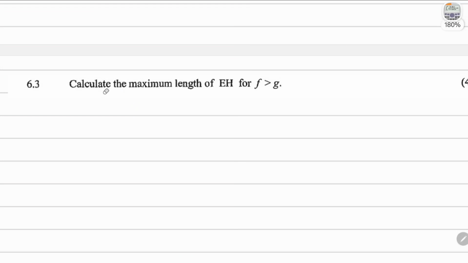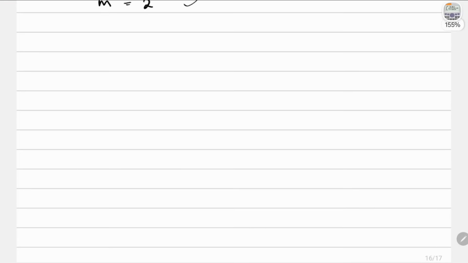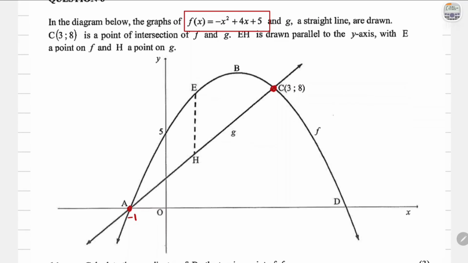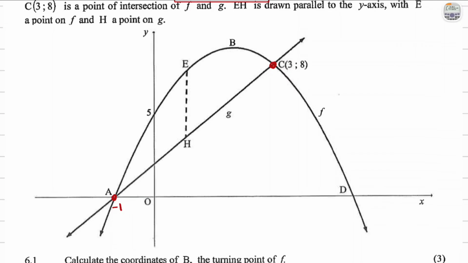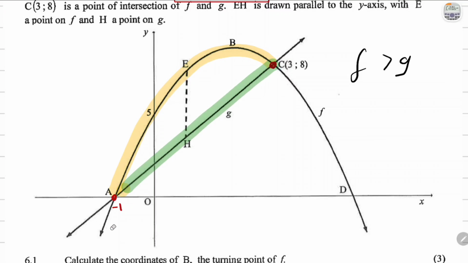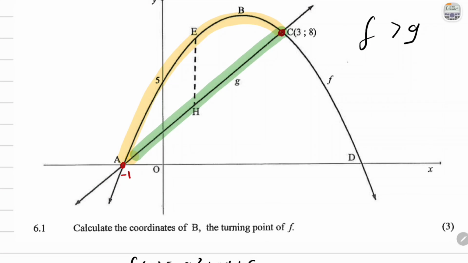Then question 6.3 says, calculate the maximum length of EH for where F is greater than G. So when they say this, they're really just telling you where the graphs are and what you need to subtract. If they're saying F is greater than G, it just means that we're going to make sure that this is where the graph of F is above the graph of G. And you can see it happens here. So here, the graph of F is above the graph of G. But everywhere else, as you can see, look at F, it's below the graph of G. Okay, so we just know it's this side.